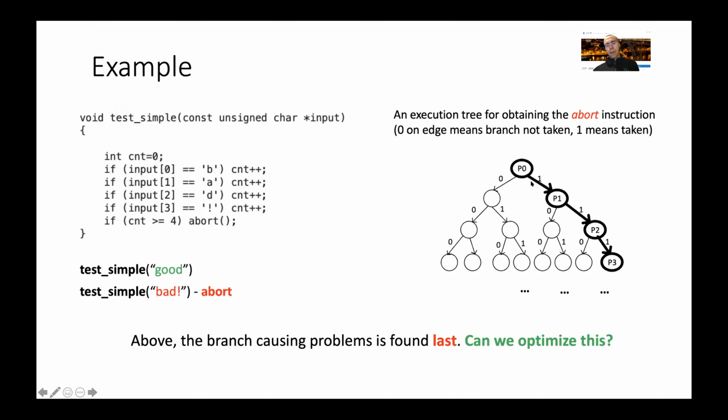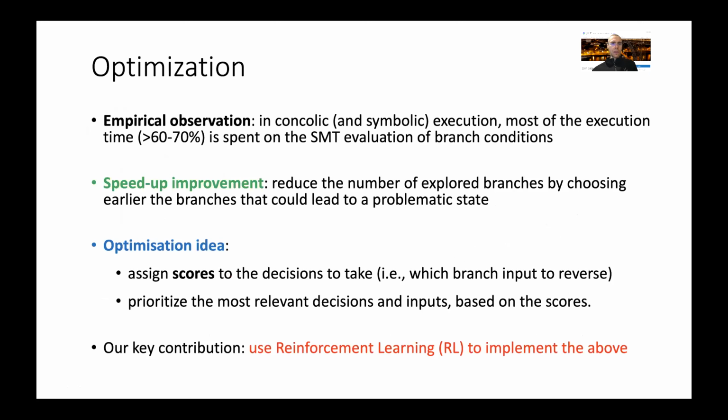So the question is if we can optimize this. If you take a look at and profile such a concolic execution tool, you'll find out that most of the time is spent on the SMT evaluation of the branch conditions. So the main idea is to do some speed up improvements, to cut the number of SMT evaluations so that we could get faster to the problematic states.